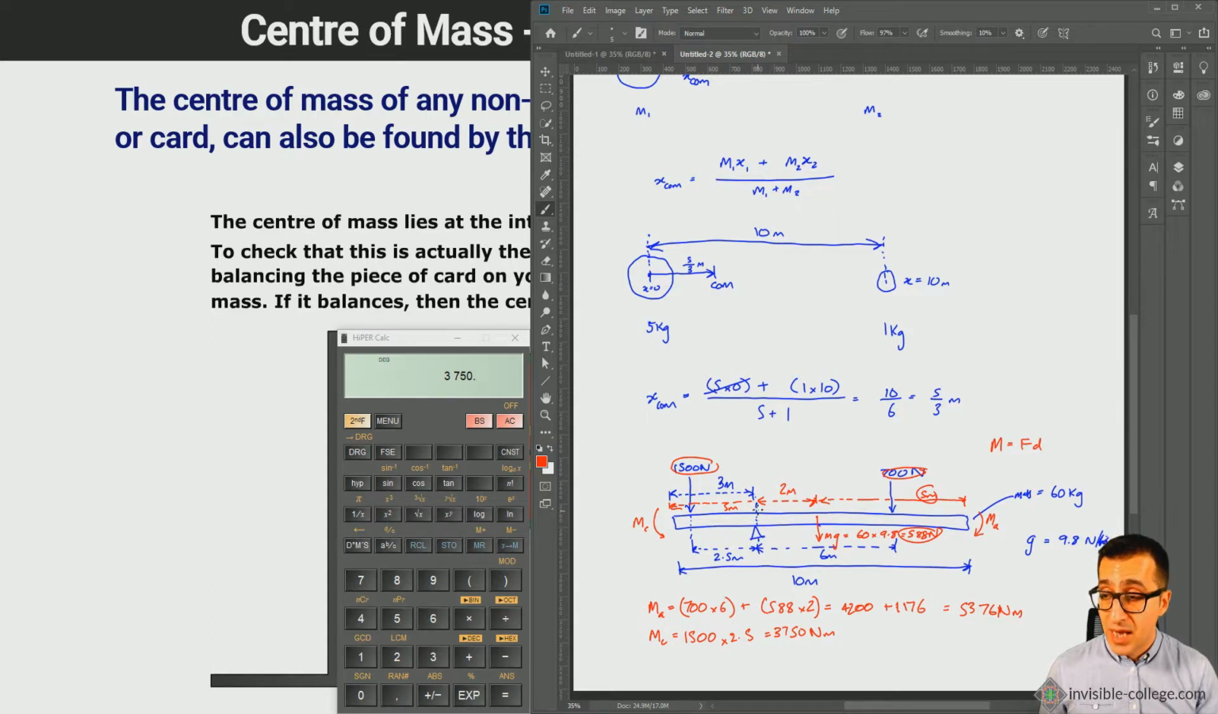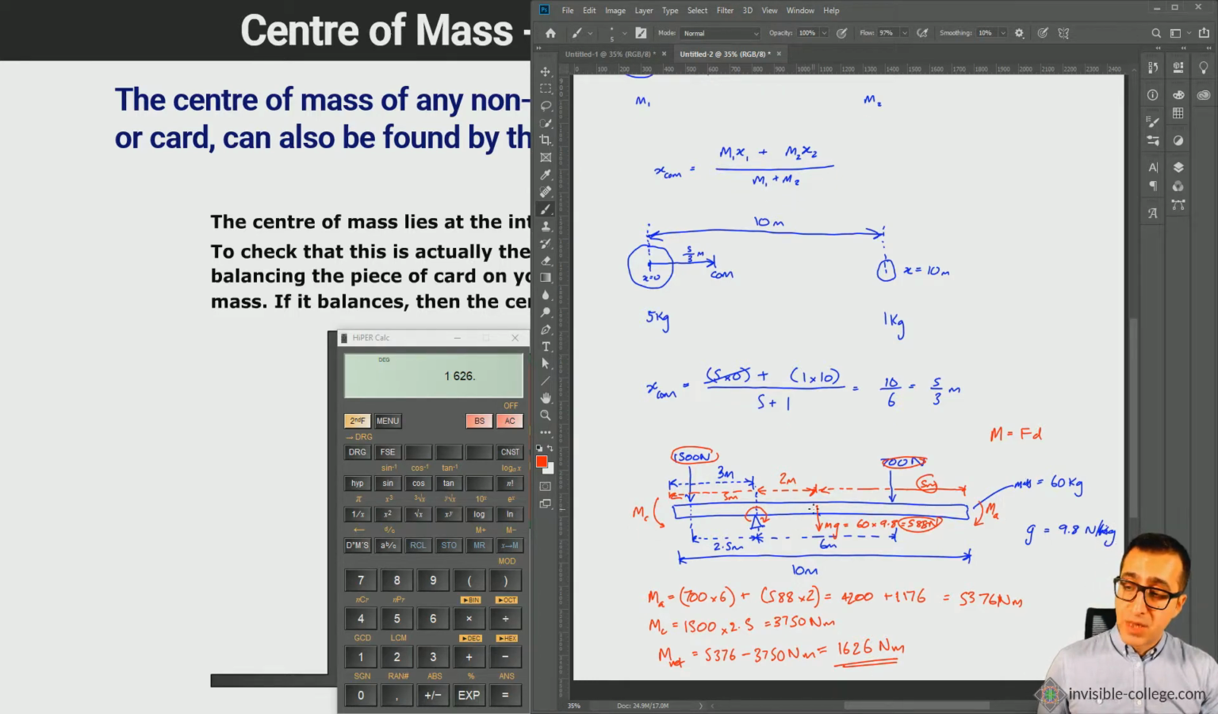This object is going to turn anti-clockwise about this pivot point, but we want to calculate the magnitude of that turning effect. So the net turning effect is going to be the larger of the two moments, the anti-clockwise moment minus the clockwise moment. So this is going to be 5,376 Newton meters minus 3,750 Newton meters. 5,376 minus 3,750 is going to be 1,626 Newton meters. So this is another application of the idea of center of mass.